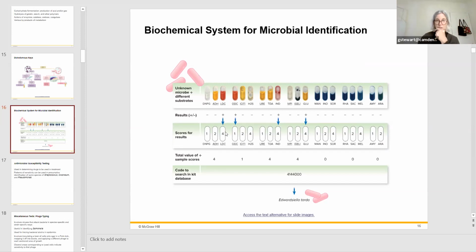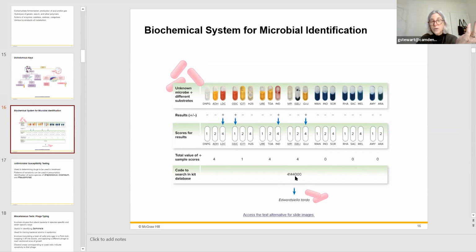You see how the test tubes are divided into little groups of 3? So for example, in this first set of 3, only the LDC was positive, so we would have a score of 4. In the second set, only ODC is positive, so we have a score of 1. But if ODC and H2S, that would change the score to 5. You go all the way along here. These are all negative. Yellow is positive for these guys, so they're all negative. That's easy. So they're recorded as zeros.